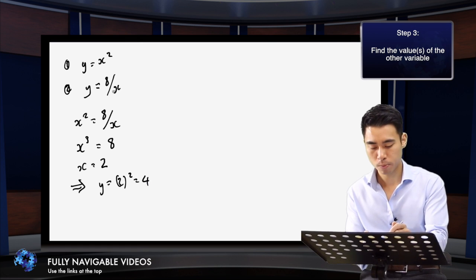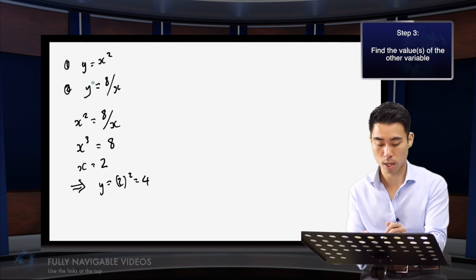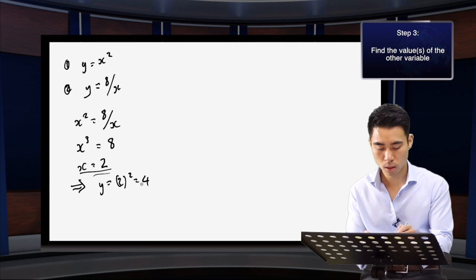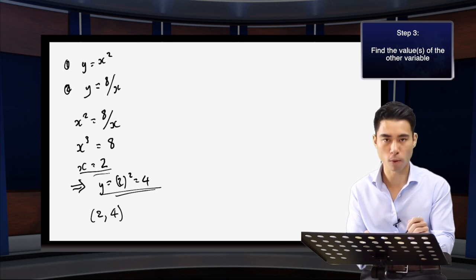And if you just notice here, if I were to substitute x equals 2 into the second equation here, it would give me the same value of y. I'd have 8 over 2, which equals 4 again. So here I only have one coordinate, one point of intersection between these two curves. And that is at 2, 4.